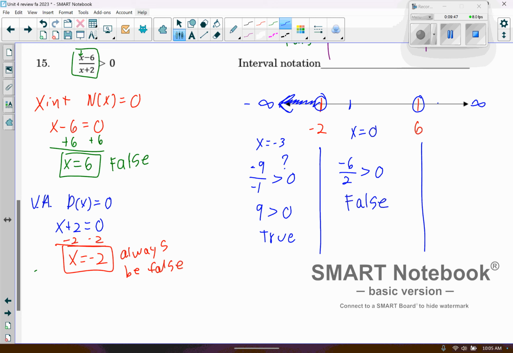And then on my last one, we'll let x equal positive 7. Well, 7 take away 6 is 1, and 7 plus 2 is 9. Is that greater than 0? Yep. 1 over 9 is a positive number. Positive numbers are greater than 0, so that's going to come back as true. So we'll shade there. So my solution intervals are going to be from negative infinity to negative 2, parentheses, and then union in from 6 to positive infinity.